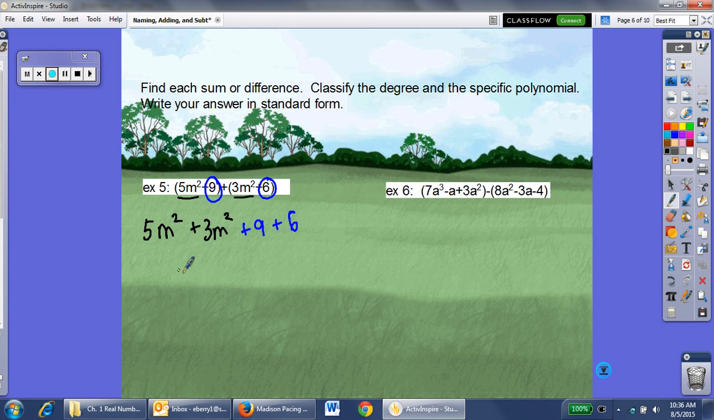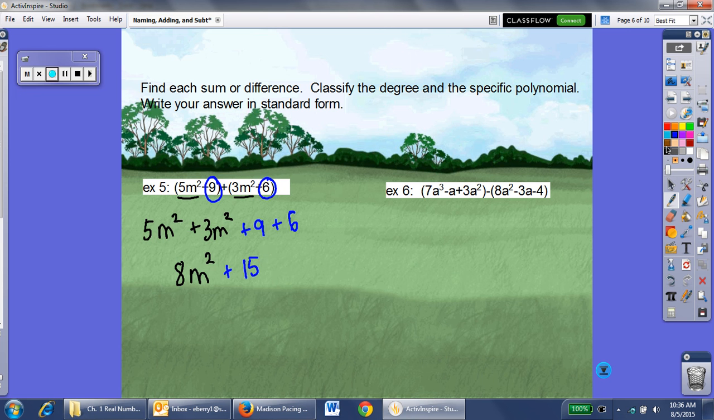So 5 plus 3 is 8. And we leave m squared how it is. Notice you don't add the exponents here. You just leave it. And then 9 plus 6 is 15. So our final answer is 8m squared plus 15.